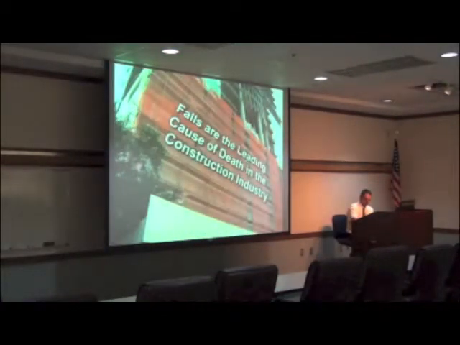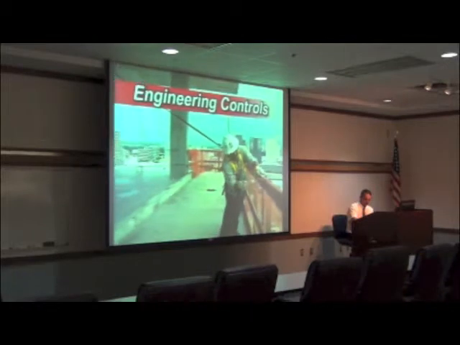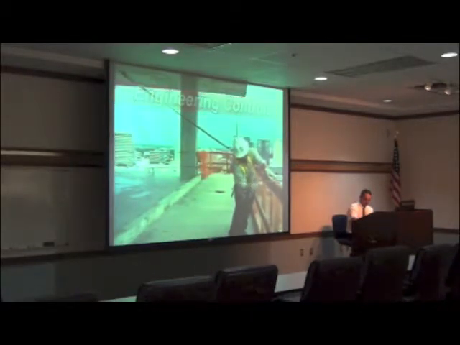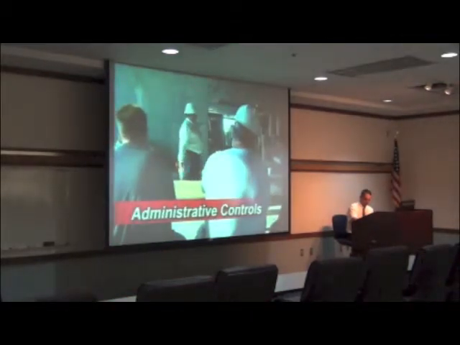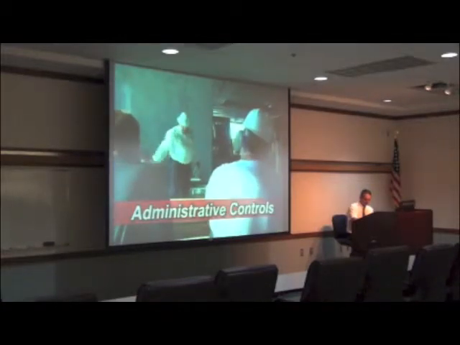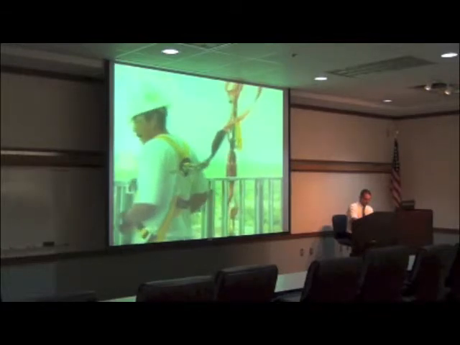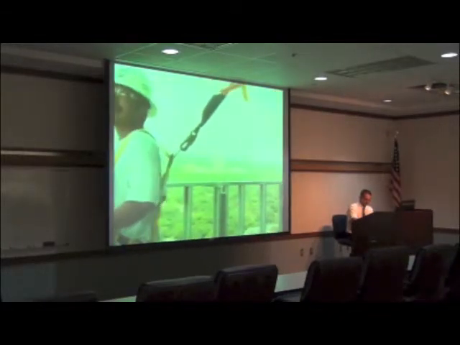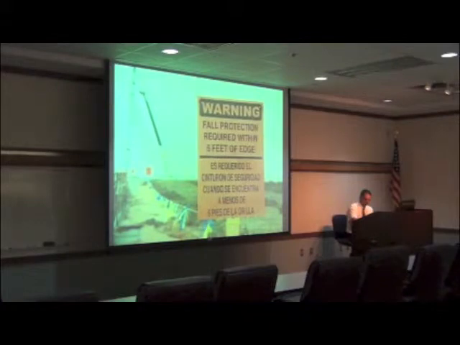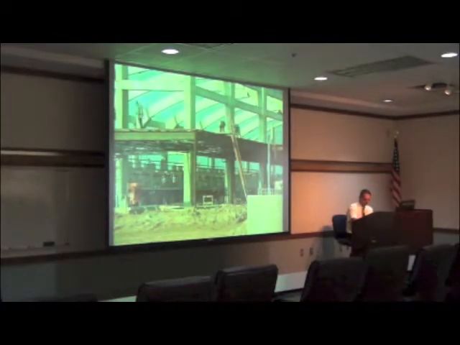Falls are the leading cause of death in the construction industry. In many cases, employers are able to use engineering controls, such as guardrail systems, and administrative controls, including training and safe work practices, to help minimize or eliminate fall hazards. However, when these controls do not provide an acceptable level of protection, then it's essential to wear a personal fall arrest system. Workers on construction sites who are exposed to vertical drops of 6 feet or more may be required by law to wear a personal fall arrest system.